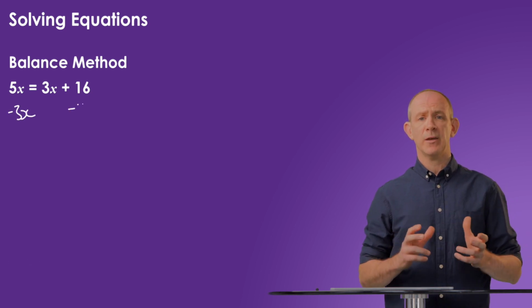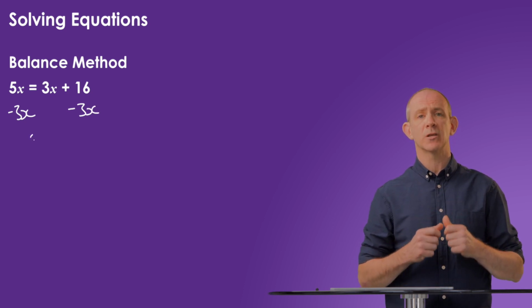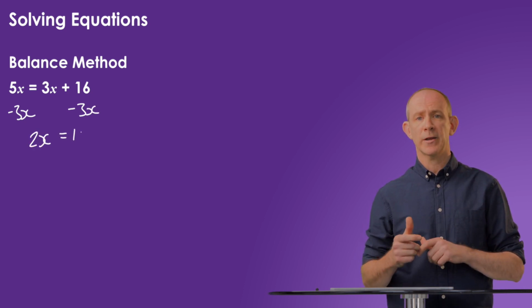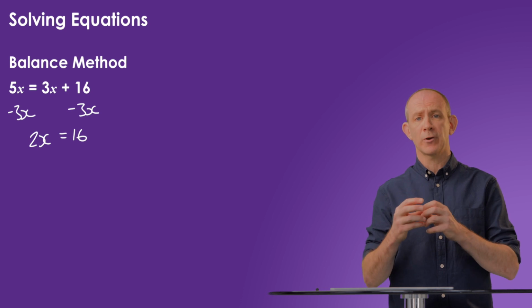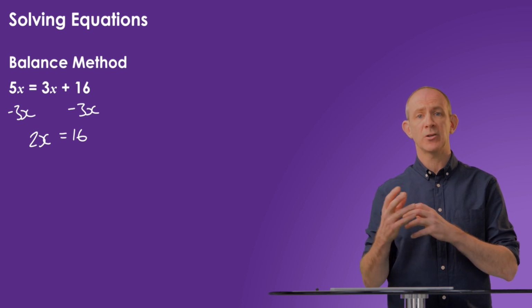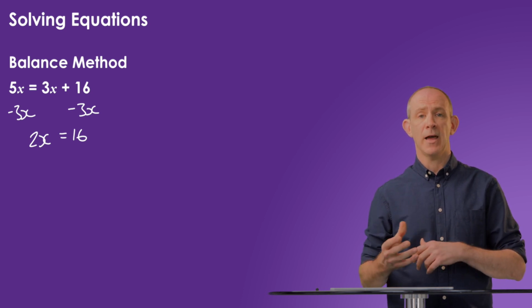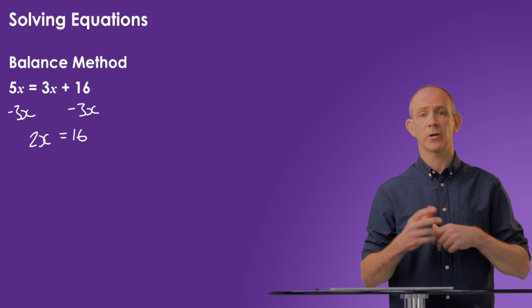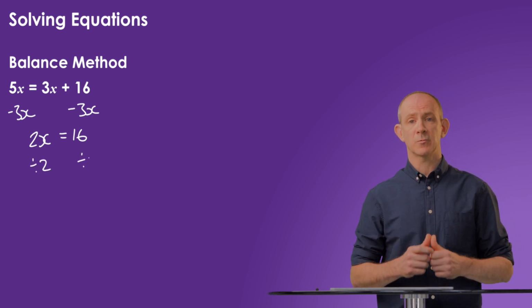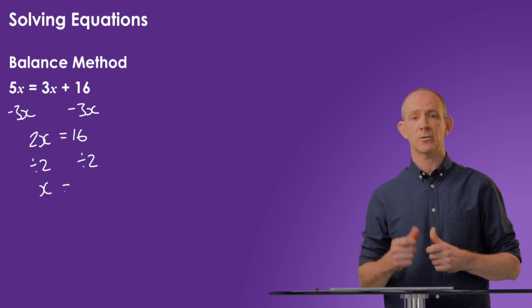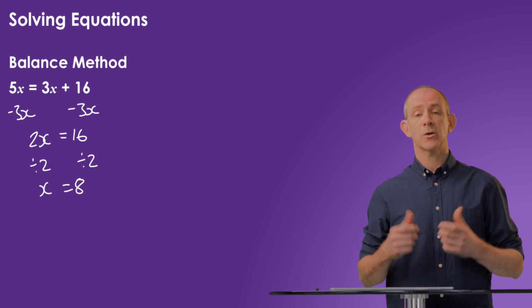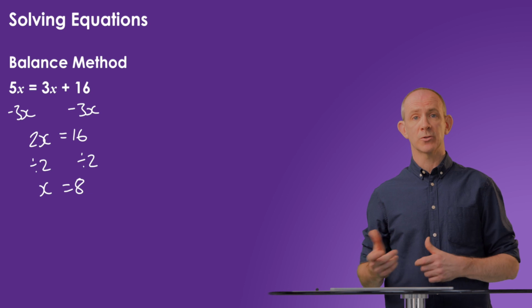Therefore, we'd end up with, on the left-hand side, 5x take away 3x would give us 2x. On the right-hand side, we can get rid of the 3x by subtracting the 3x, and we just end up with 16. Now, to get rid of the 2 times x, we're going to divide by 2, so that would leave us with x on the left, and 16 divided by 2 would give us 8. So in this problem, x equals 8.